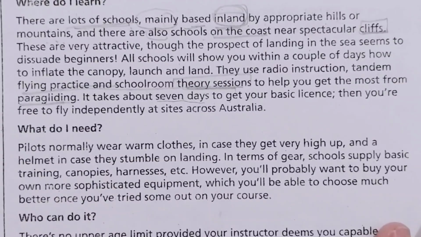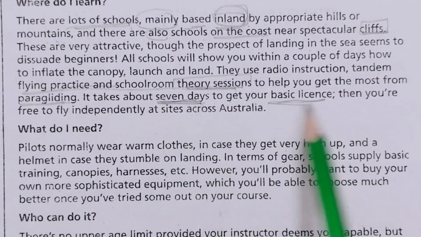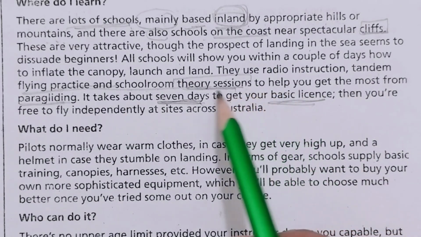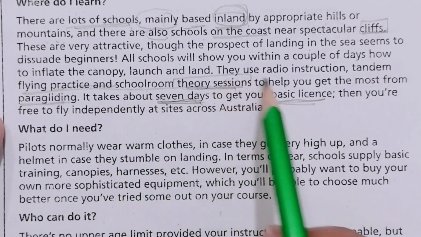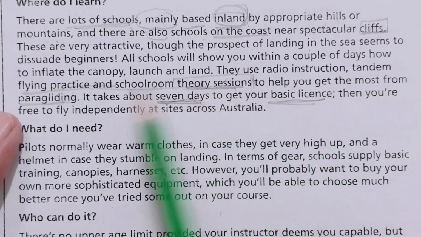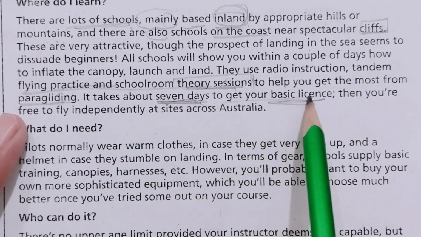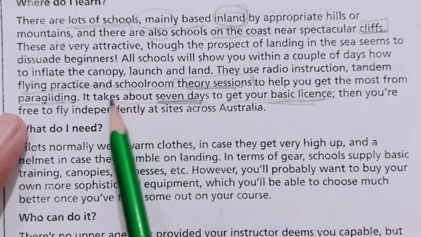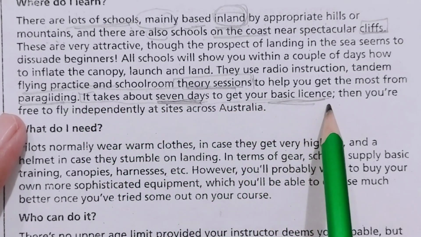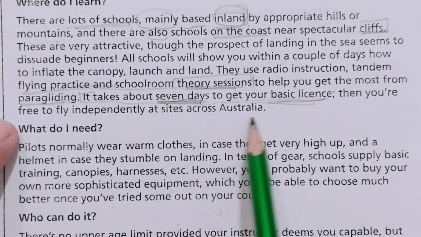So we will see where they're talking about it here. They're having a 7 days license, and until here, we will always find our answer next to our previous line. To help you get the most from paragliding, it takes about 7 days to get your basic license. Then you are free to fly independently at sites across Australia.